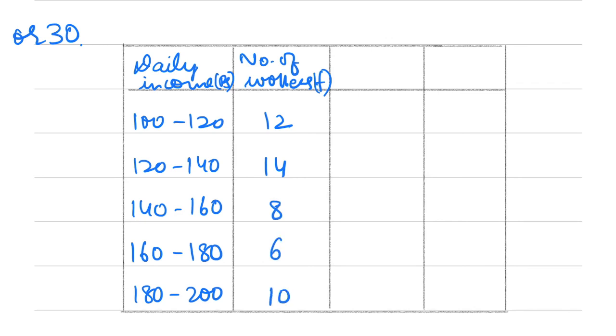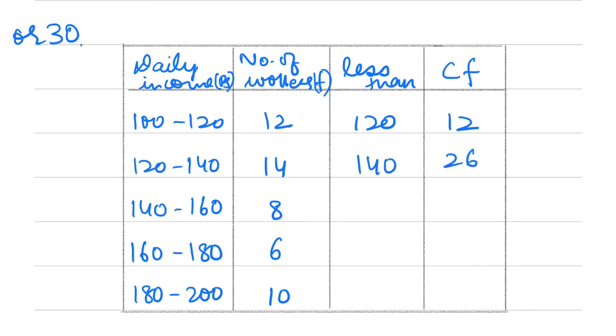And we need to find out the less than cumulative frequency. Here I can write: less than 120, cumulative frequency 12; less than 140 it would be 26; less than 160 it would be 34; less than 180 it would be 40; and less than 200 it is 50. So we have found out the values. Now let's draw the ogive.